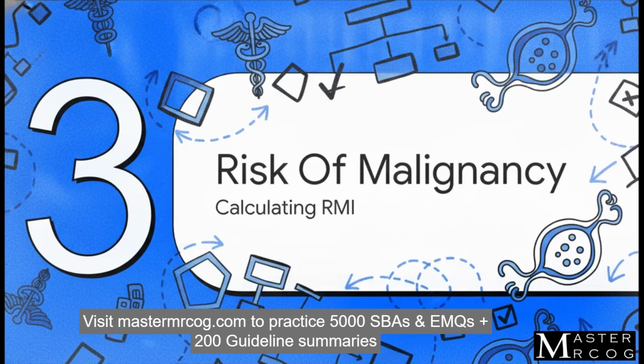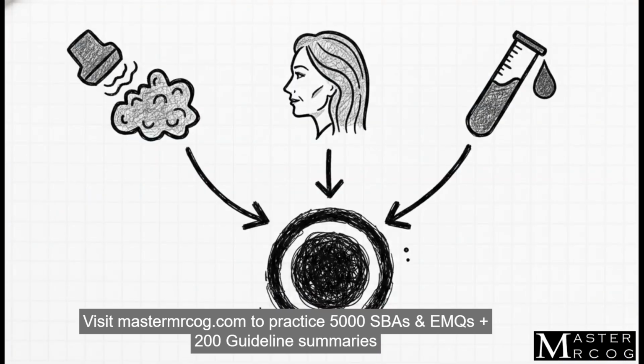Next up, Section 3, Calculating Risk of Malignancy, or RMI. This is the absolute core concept for triaging your patients. To do it right, you have to calculate the RMI using this specific formula: U times M times CA-125. Let's break it down. The U is your ultrasound score. You give 1 point for each of these features: multilocular cysts, solid areas, metastases, ascites, and bilateral lesions.